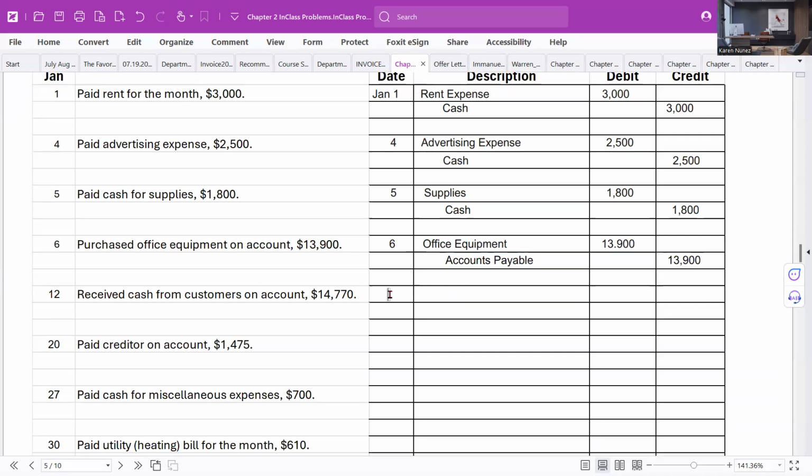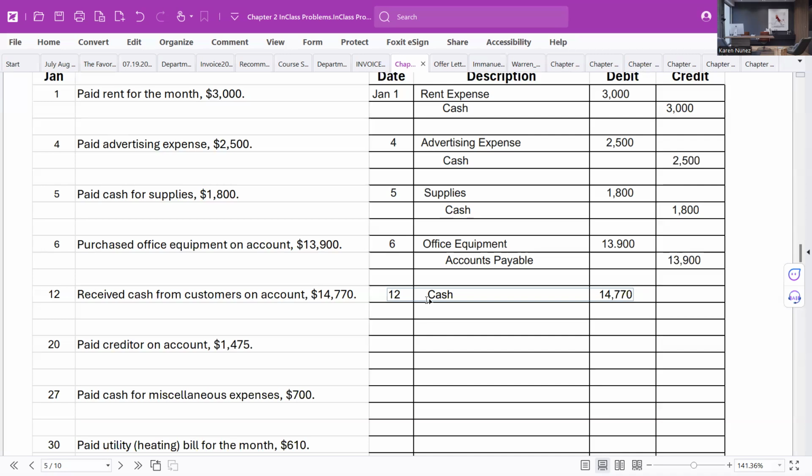And then on the 12th, we are receiving cash from customers. How do we show an increase in an asset like cash? We debit it, right? Debit that cash account for 14,770. And it's on account. So we've got customers that have purchased from us on account. That means that they asked for credit and they owe us money. And that gets recorded in accounts receivable.